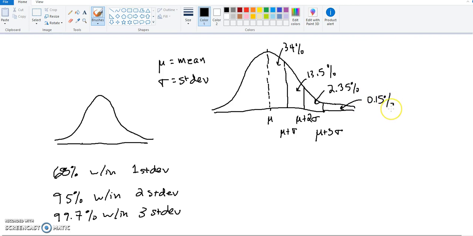So we use the symmetry arguments to figure all of that out. And essentially, if you remember that and the fact that it's symmetric on the other side, so if you did mu to mu minus sigma, that would also be 34%, then these problems aren't too difficult. So let's look at a concrete example.